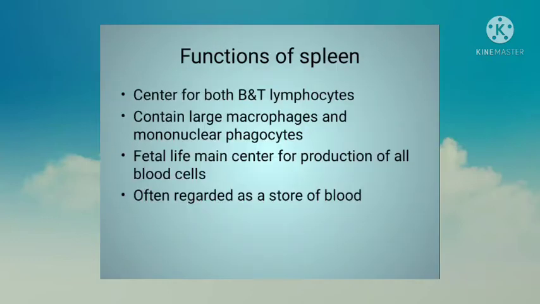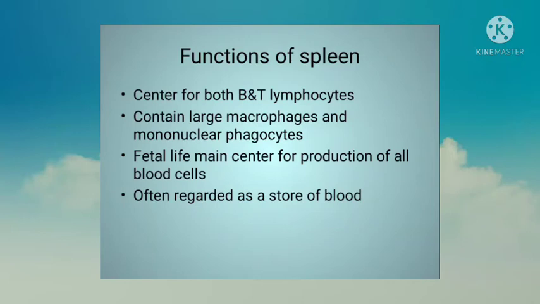Functions of the spleen. Like other lymphoid tissues, the spleen is a center where both B lymphocytes and T lymphocytes multiply and play an important role in immune response. The spleen is the only site where an immune response can be started against antigen present in the circulating blood. The spleen contains large aggregations of macrophages of the mononuclear phagocyte system.